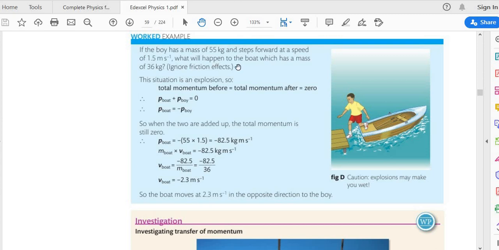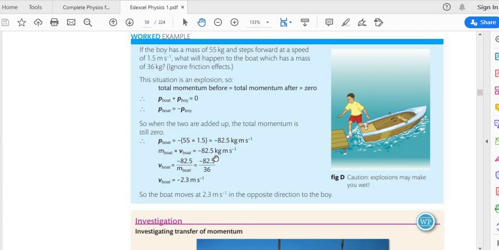The speed of the boat, because they are already given the mass. They are asking what will happen. So the boat will move to the right, and we can also mention with what speed it will move to the right. Then we can use this equation: the mass of the boat times the velocity of the boat will give you the momentum of the boat.